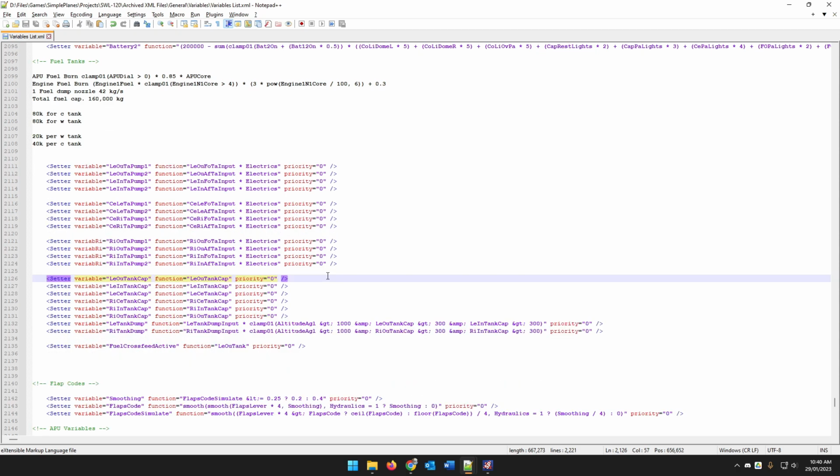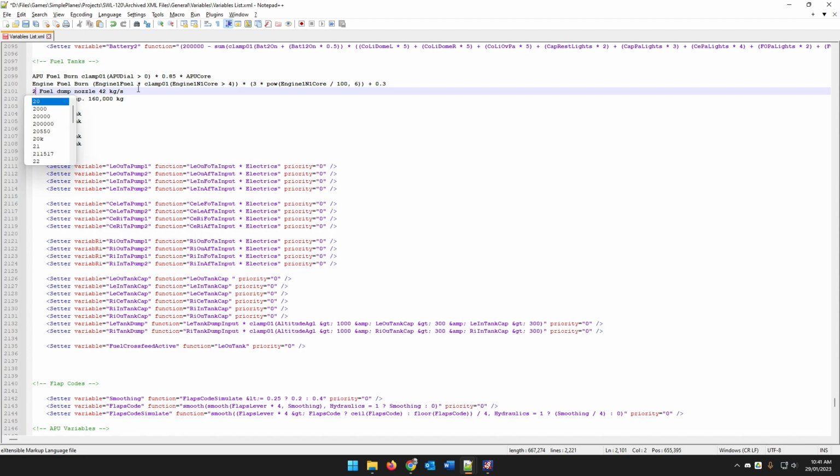So now I'm just going to work on the actual crossfeed system. For the left outer tank, I just need to worry about the left inner tank. Now I need to figure out how fast the fuel crossfeed system will work. Actually, I'll just make it based off how fast the fuel dump system can work. That's actually for 2 fuel dump nozzles, so 42 would actually be 21.